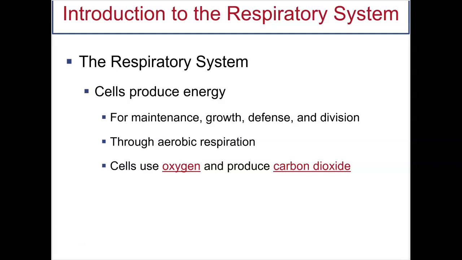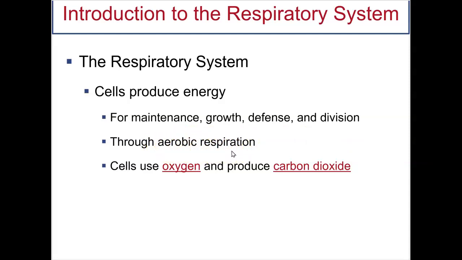Hi, in this lecture, we are going to start our study of the respiratory system. So why do we have a respiratory system? Well, number one, cells have to make energy. They have to make ATP. We need ATP for our cell to do everything a cell needs to do: normal maintenance, growth, defense, cell division, and we get ATP primarily through aerobic respiration.